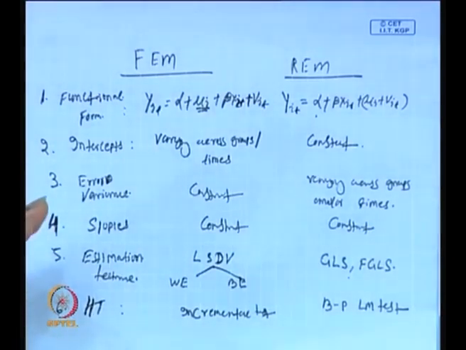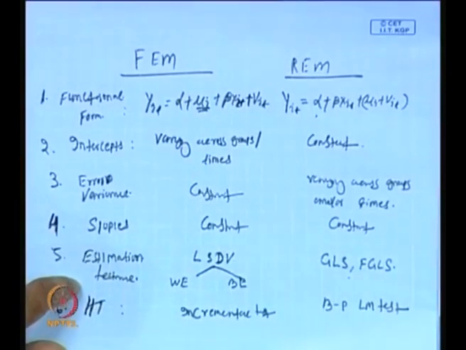In the case of random effect model, the intercept is absolutely constant. Again, another component which makes the difference is error variance. For random effect models, the error variance will vary, but in the case of fixed effect model, it will remain constant. In the case of slope coefficients, both fixed effect model and random effect model are absolutely constant.